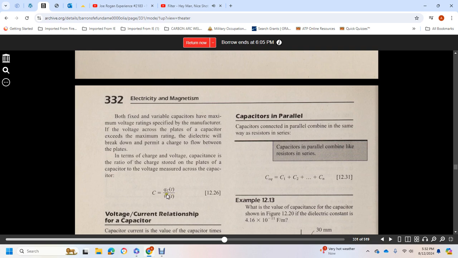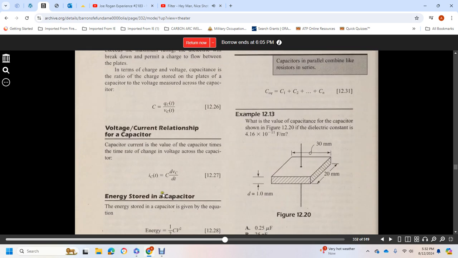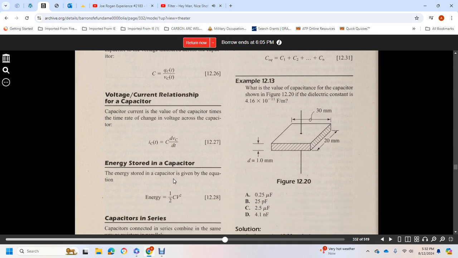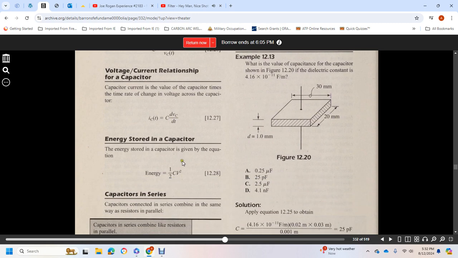So we first discuss the voltage-current relationship of the capacitor. The current of the capacitor is equal to the capacitance times the rate of change of the voltage across it, that is, i equals C times dv over dt.